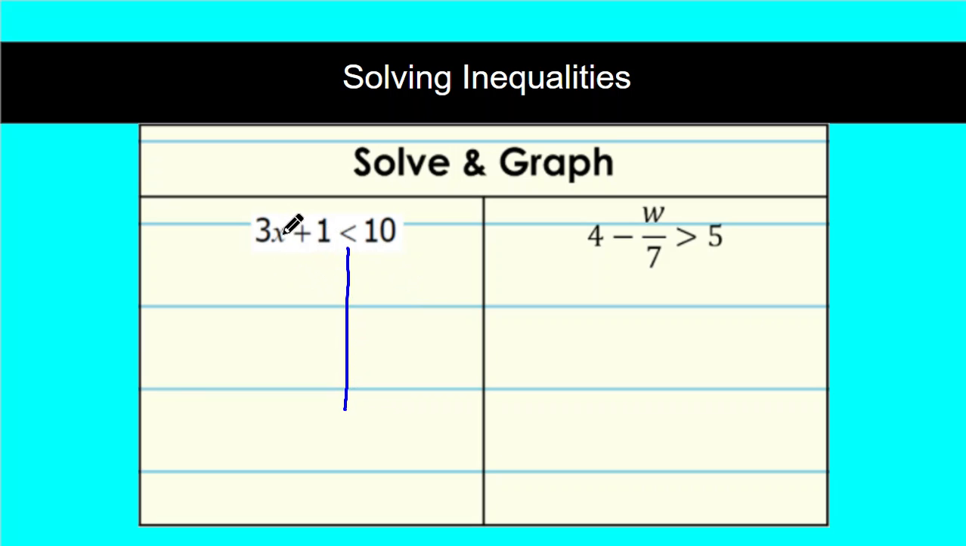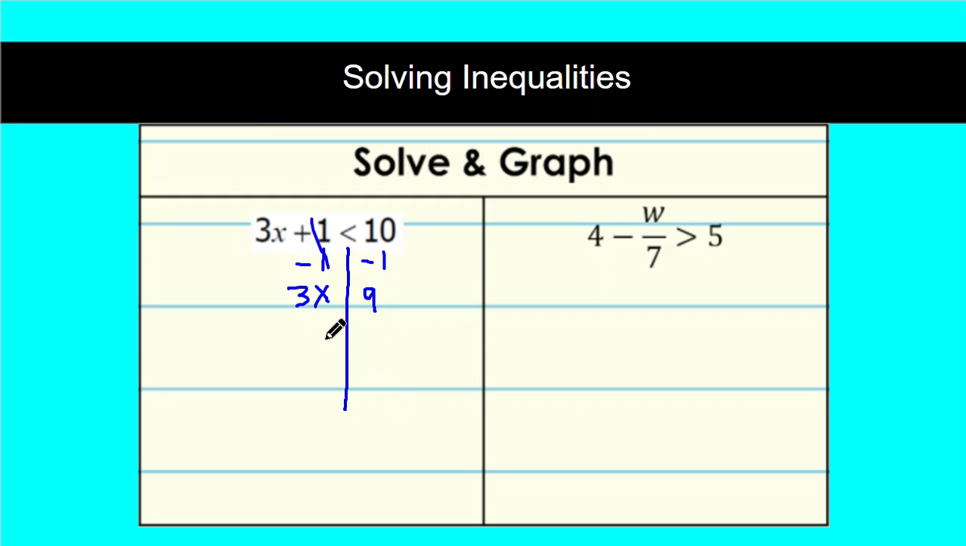I want to get this x by itself, so I have to get rid of this 3 and I have to get rid of this plus 1. Since this plus 1 doesn't have an x, I'm going to get rid of that first. Now we do that by minus 1 to get rid of it and leave me with 3x. And whatever I do to one side, I still have to do to the other side. 10 minus 1 would be 9.